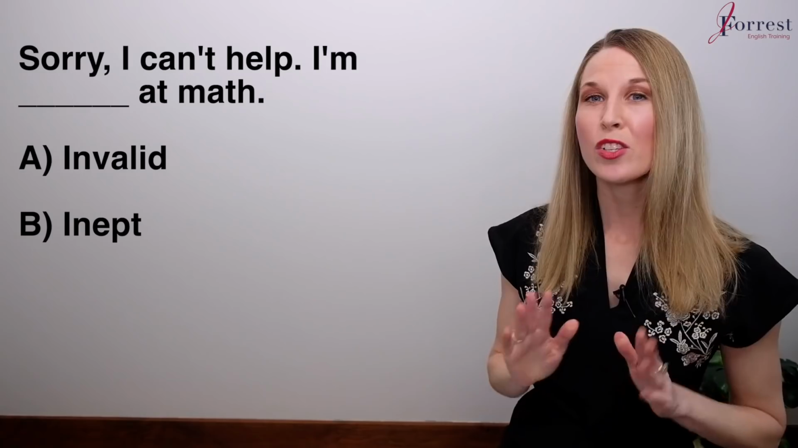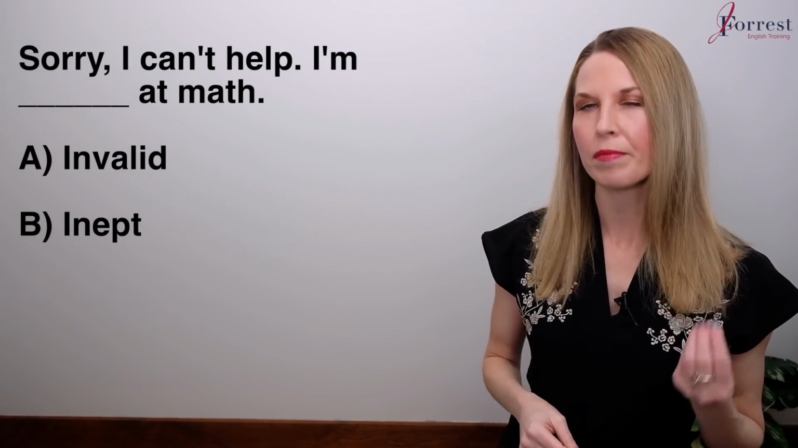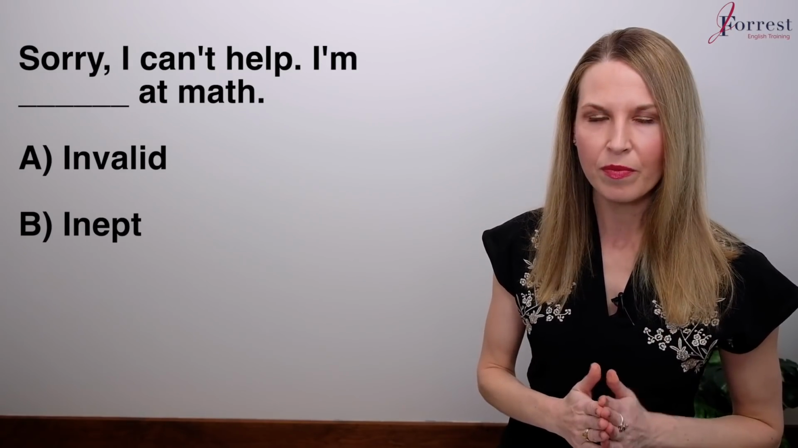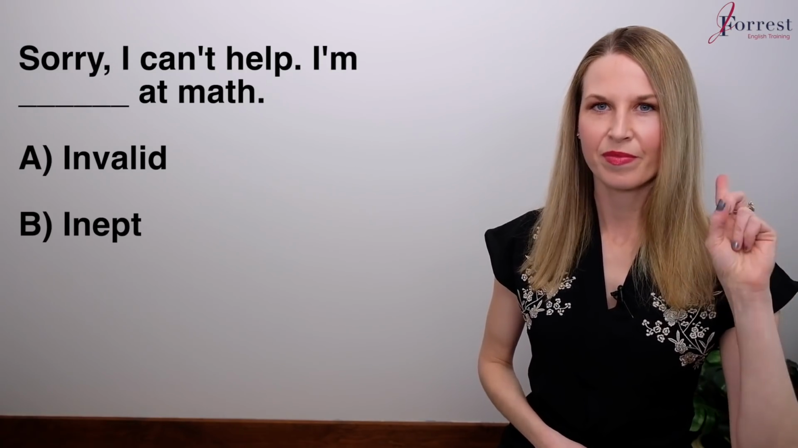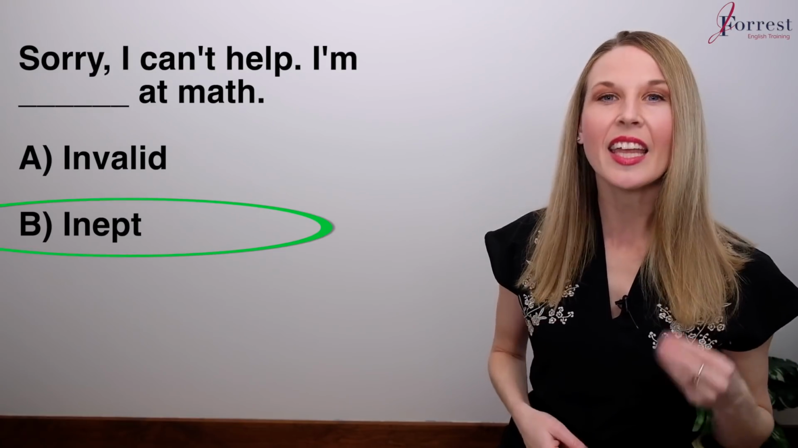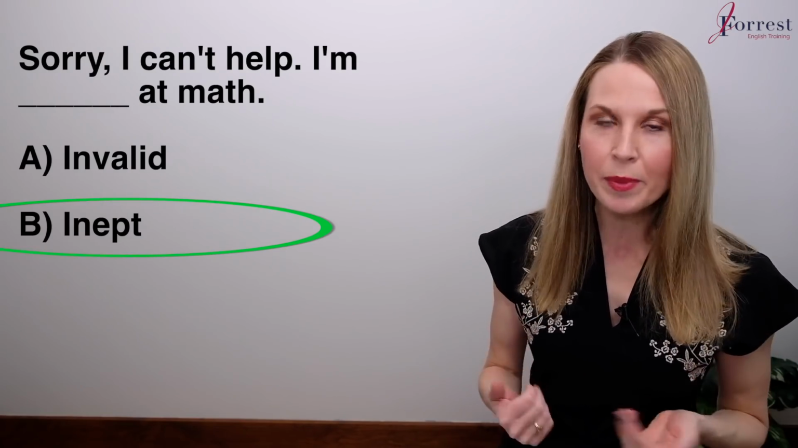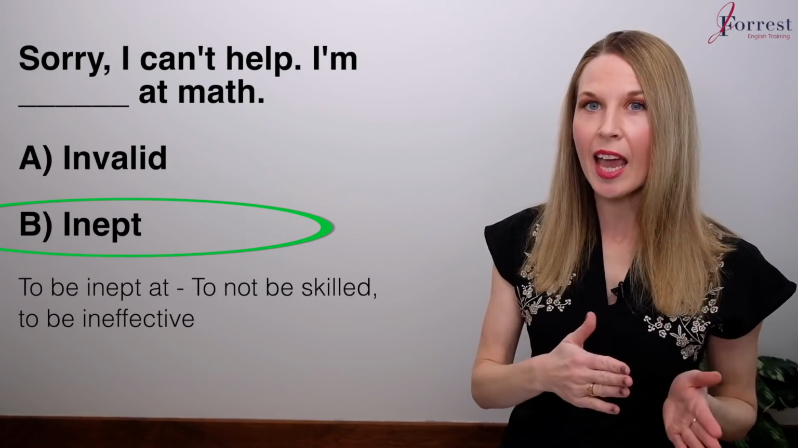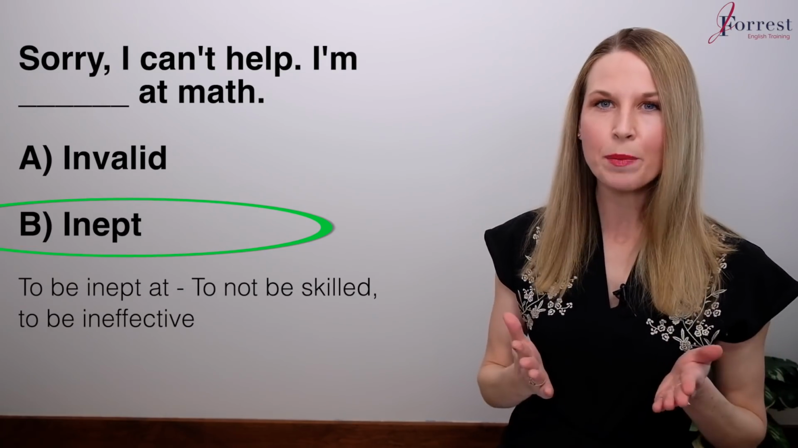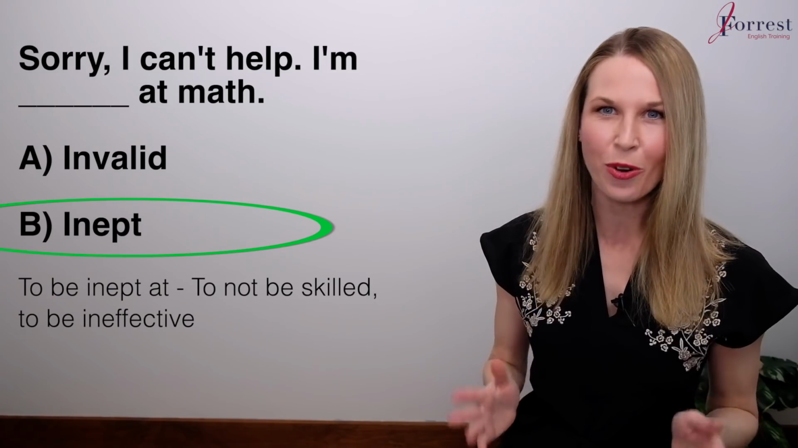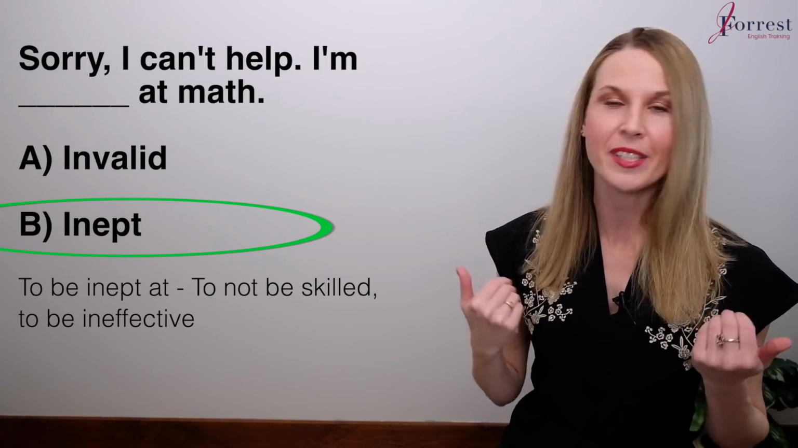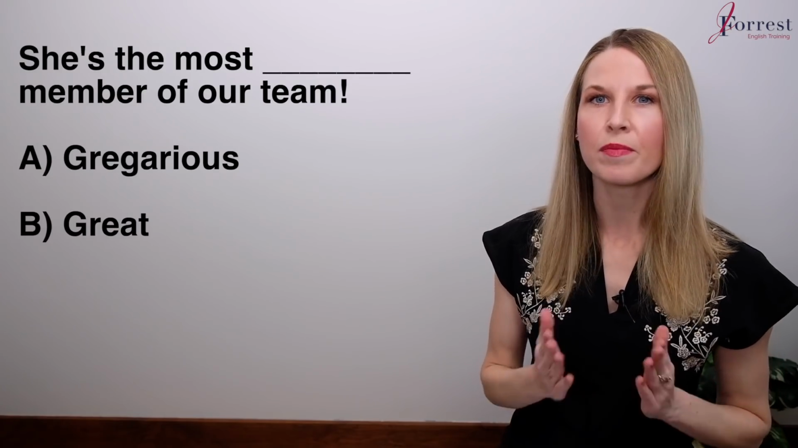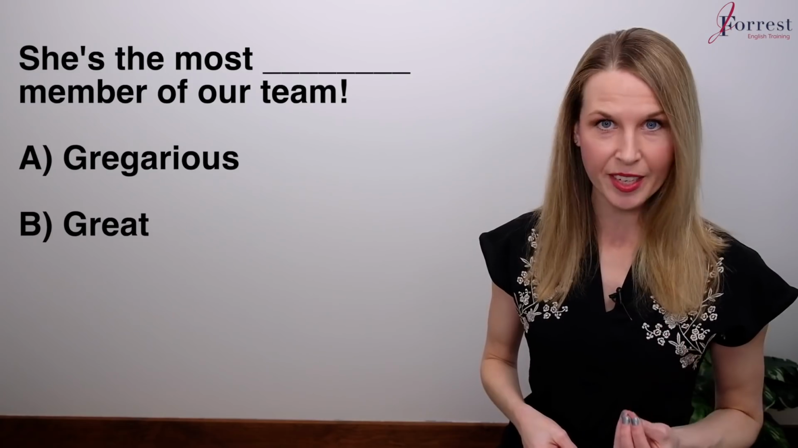Question 3. Sorry, I can't help. I'm blank at math. A or B? B, inept. I'm inept at math. To be inept at something, this means to not be skilled or to be ineffective at something. I'm inept at math. Number 4, she's the most blank member of our team.